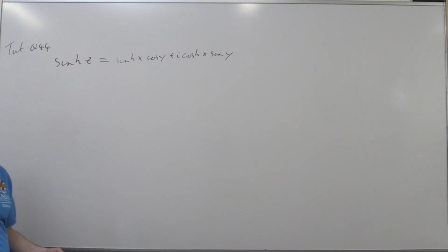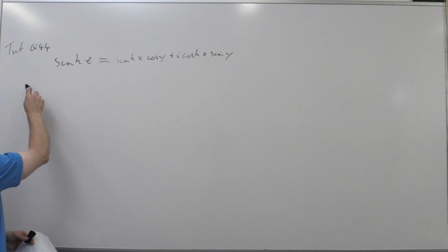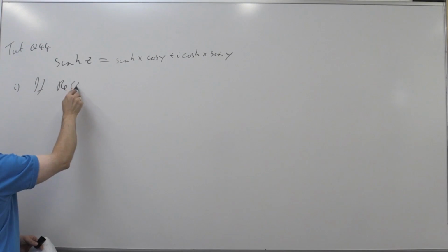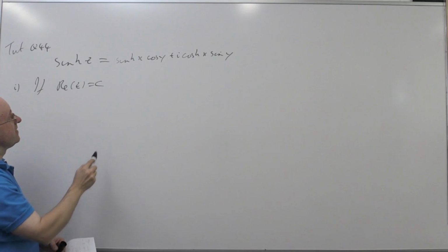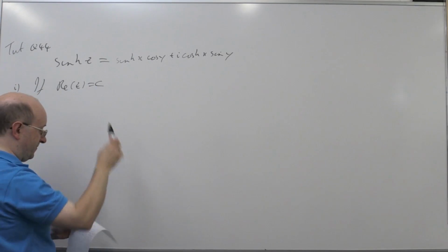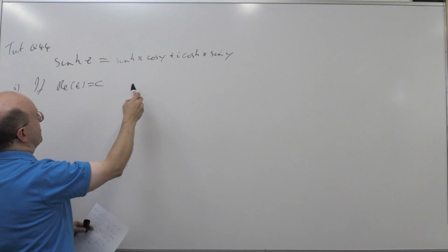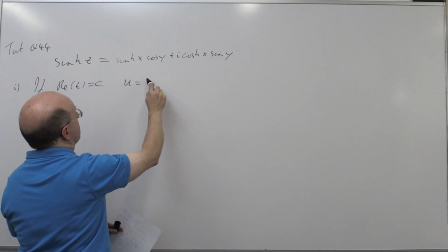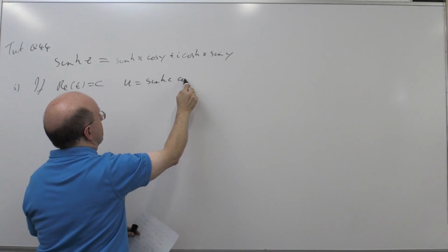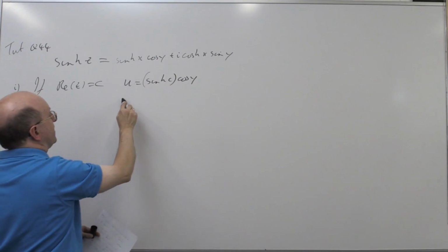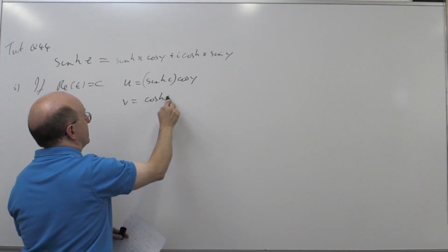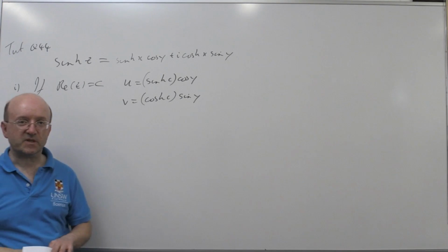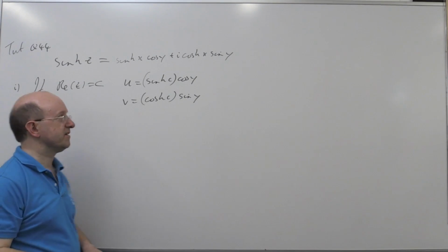But the first part asks what happens, I said, for the real part being constant. If the real part of z is c, then w, which is sin of z, or w, remember, is u plus iv as usual, u will be sin of c times cosh of y, and v will be cos of c times sinh of y. The question is, what's that as a curve?